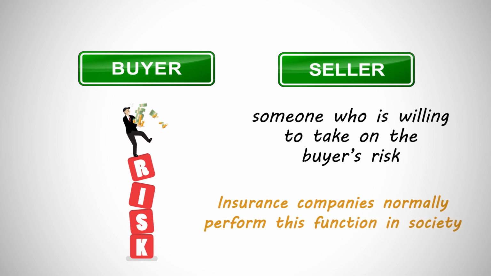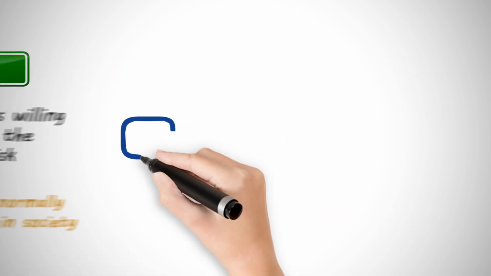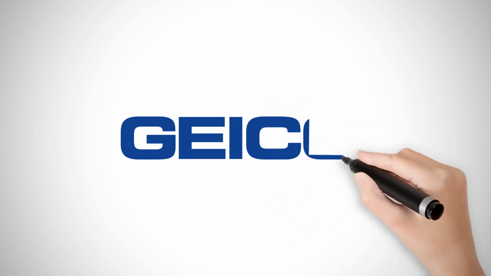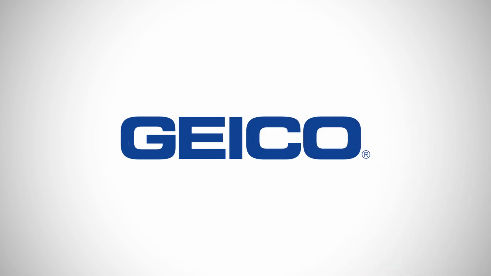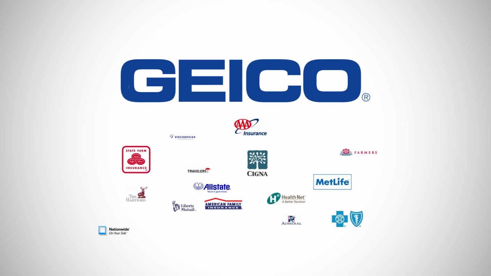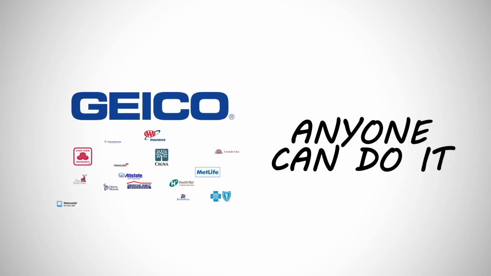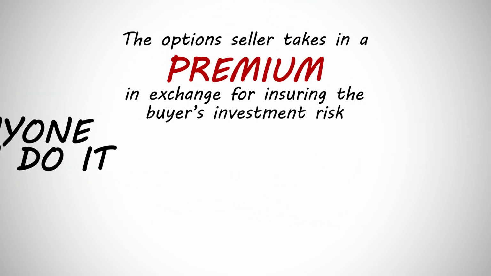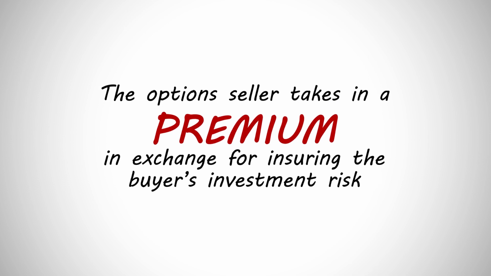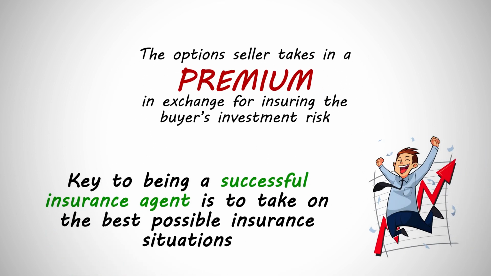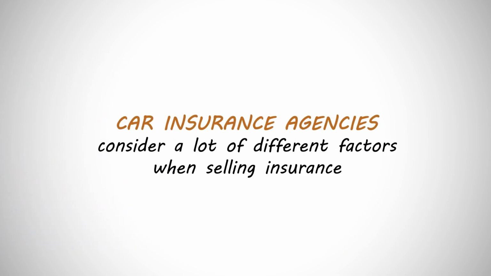Insurance companies normally perform this function in society. However, in the investment world, you don't have to be a big-time insurance agency like GEICO or one of the many others to sell insurance. Anyone can do it, and for any size they feel comfortable with. The option seller takes in a premium in exchange for insuring the buyer's investment risk. The key to being a successful insurance agent, aka the seller of options, is to take on the best possible insurance situations. Car insurance agencies consider a lot of different factors when selling insurance.